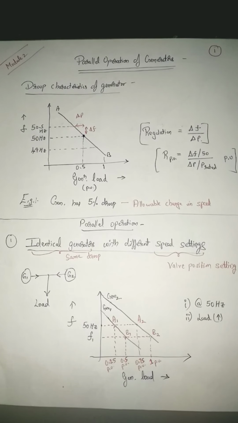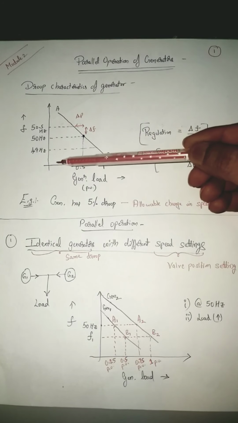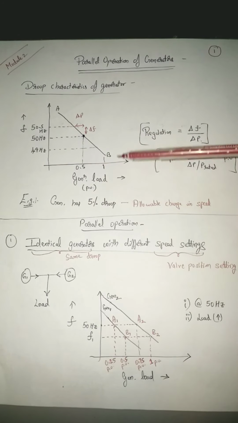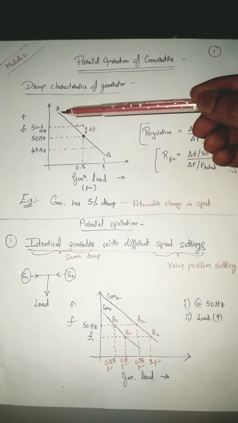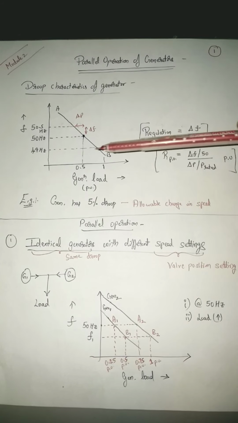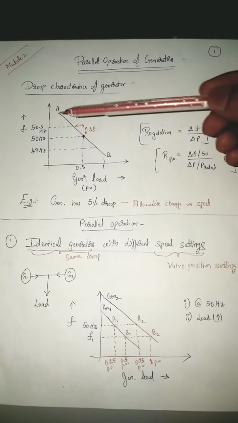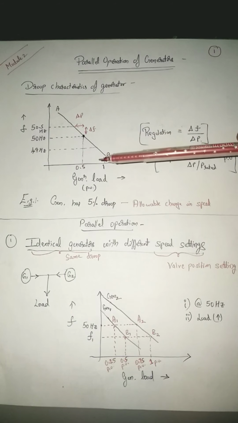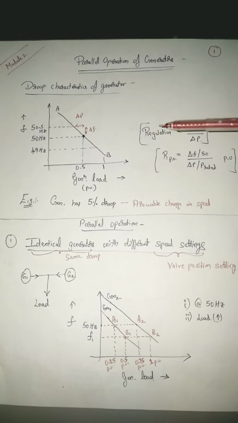This droop characteristic says that whenever there is an increase in the load demand, there is a drop in frequency. You can see this in the graph. As the load increases on the x-axis, the frequency along the y-axis goes on reducing. This is the typical response to a load disturbance: whenever there is an increase in load demand, there is a drop in frequency in the system. Now let us see the definition of regulation.